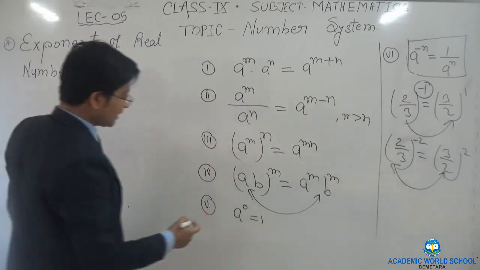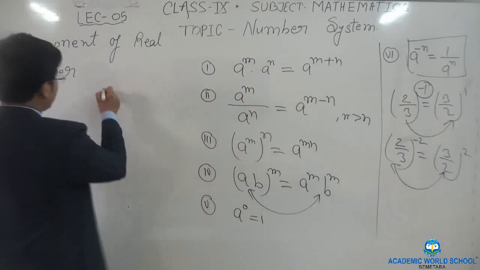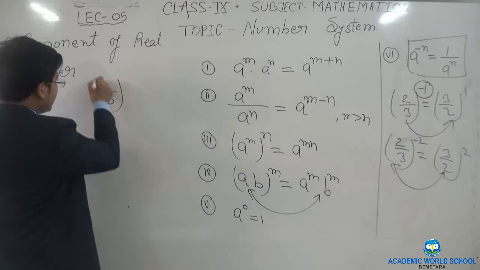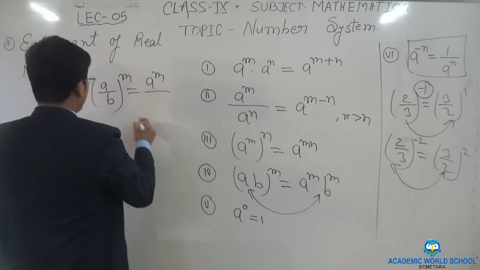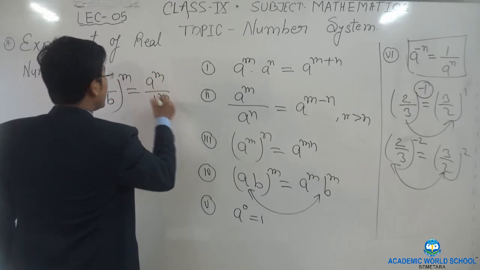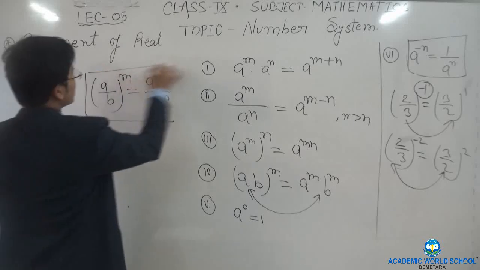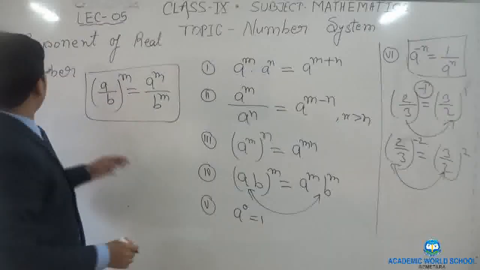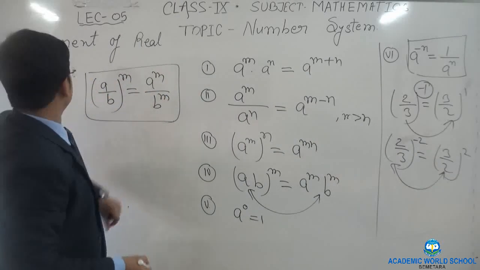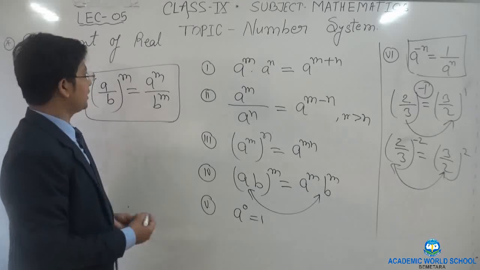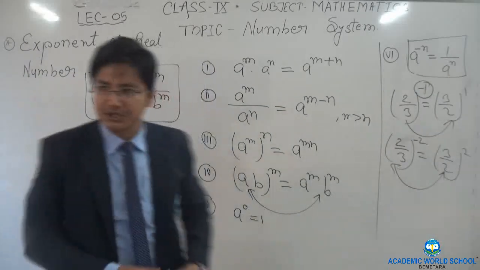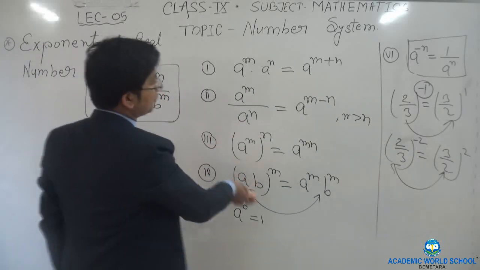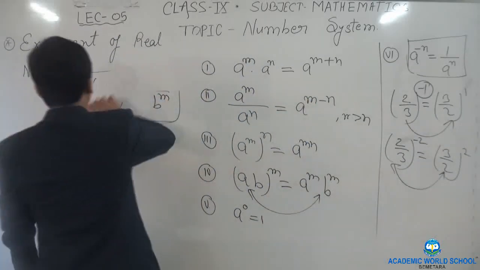Now, if I am writing A upon B and whole to the power m, I can write this as A to the power m upon B to the power m. So this is also one of the laws. These are the laws of exponents. We'll be solving some questions now.